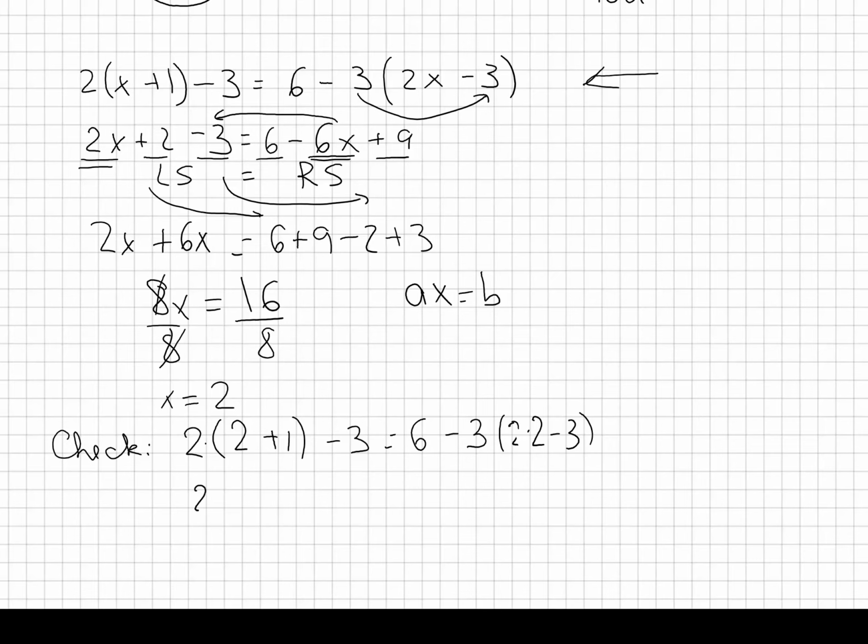2 times 2 plus 1, 3, minus 3 equals 6 minus 3 times bracket 2 times 2, 4, minus 3, 1. 2 times 3, 6, minus 3 equals 6 minus 3 times 1, 3, which is obvious. That is correct. So our solution is correct.